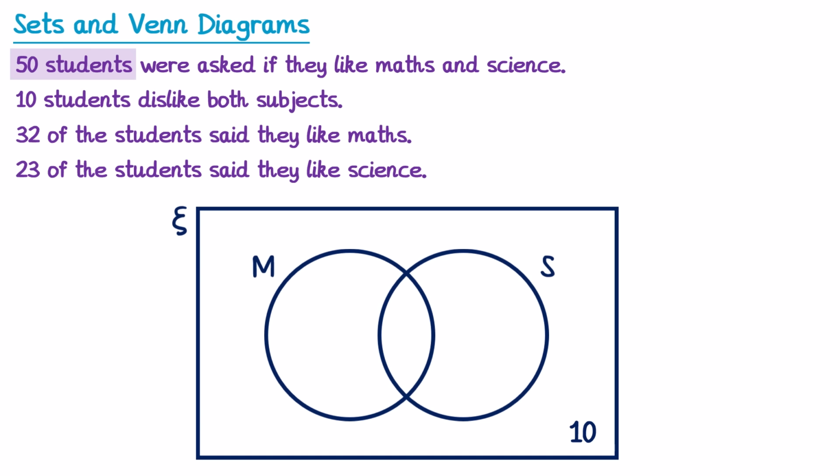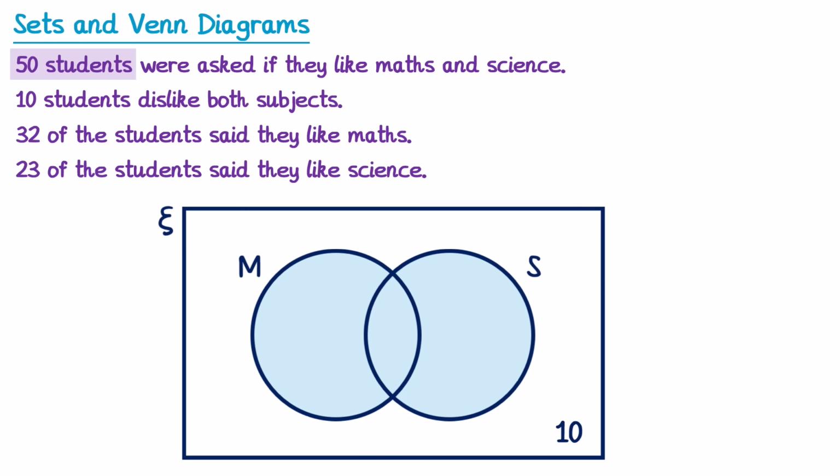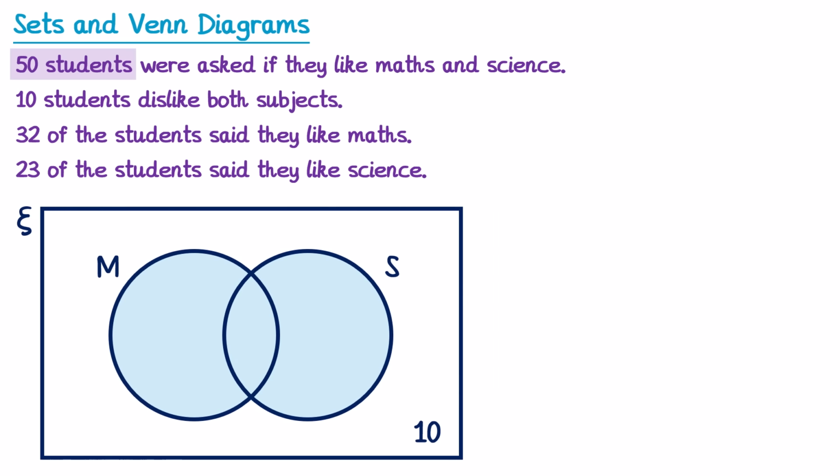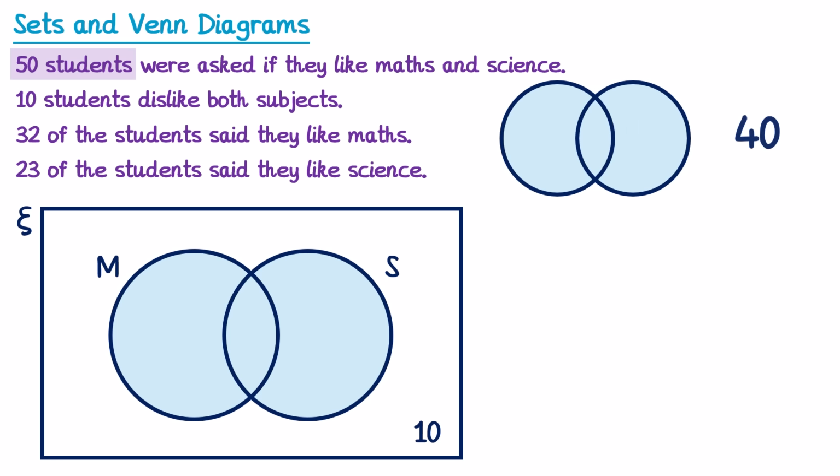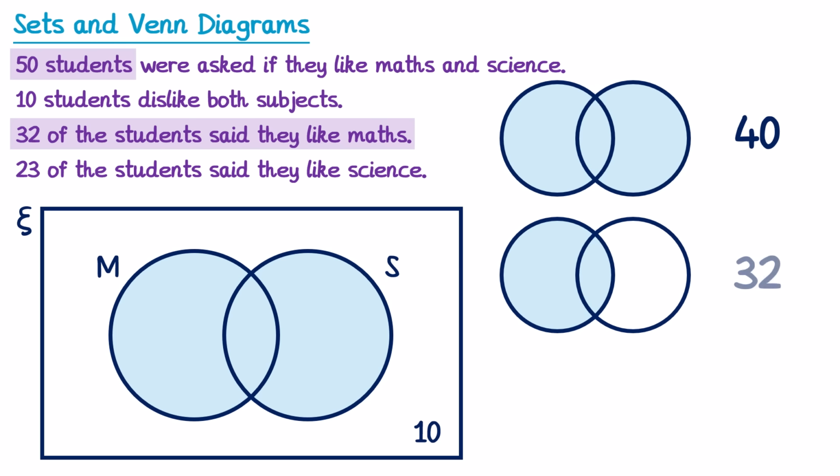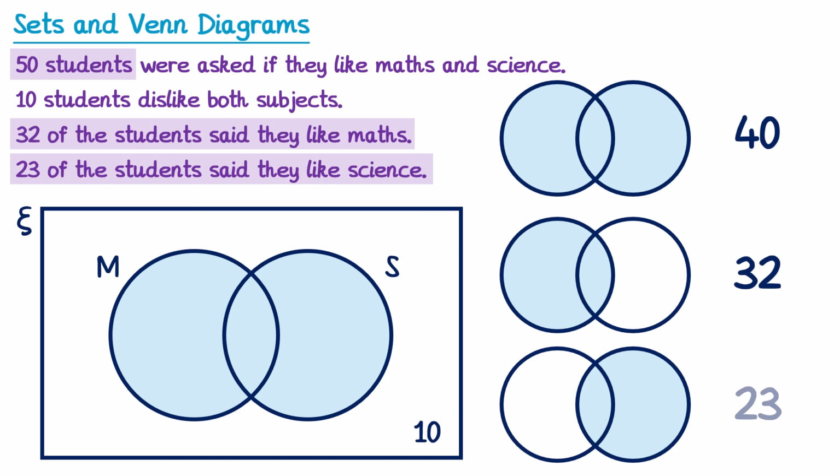We're told there are 50 students in total. At the moment, we've got 10 students in the diagram, so if we subtract 10 from 50, there are 40 remaining. This means all of the numbers that go in these circles combined needs to make a total of 40. So if we draw it out like this, then the sum of all of the regions needs to make 40, but we know from this statement here that the left circle needs to make 32, and we know from this statement here that the right circle needs to make 23.